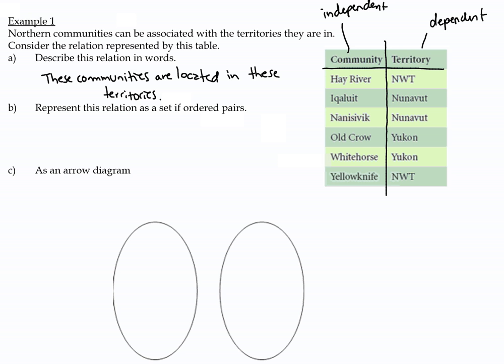I kind of skipped over something on the previous page, and that was talking about how we can represent relations. So one way we can represent a relation is with words. Just did that. Okay? Another way, a table. Another way, ordered pairs. Okay, so let's write the ordered pairs. So this is a set, so we're going to open it with set brackets. And what's the first ordered pair? Hay River and Northwest Territories.